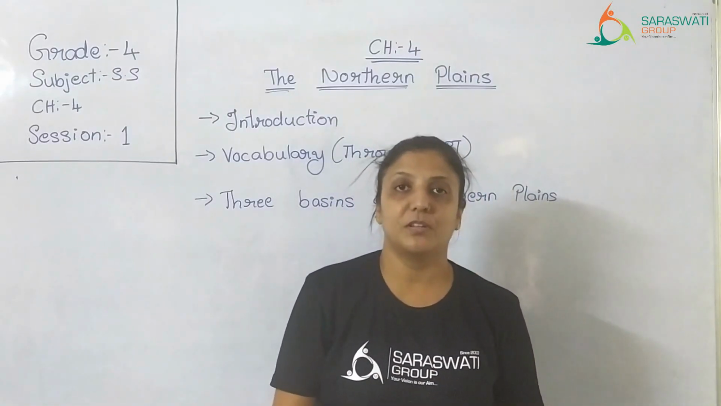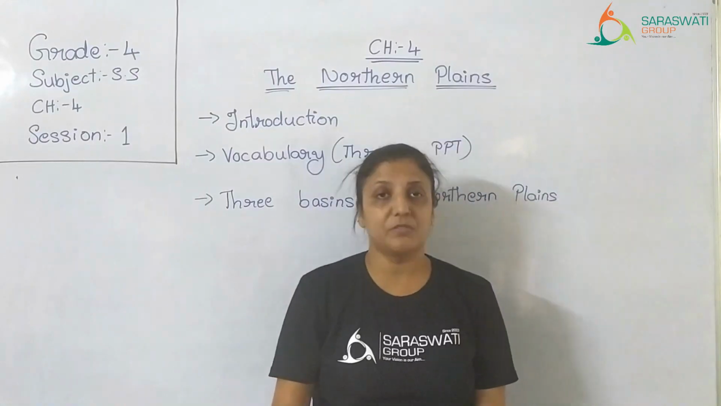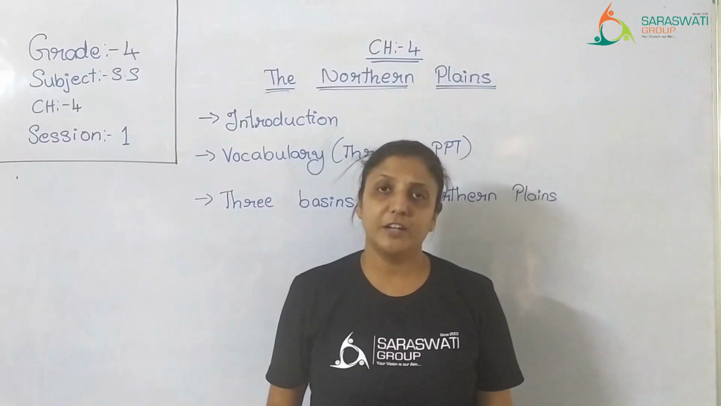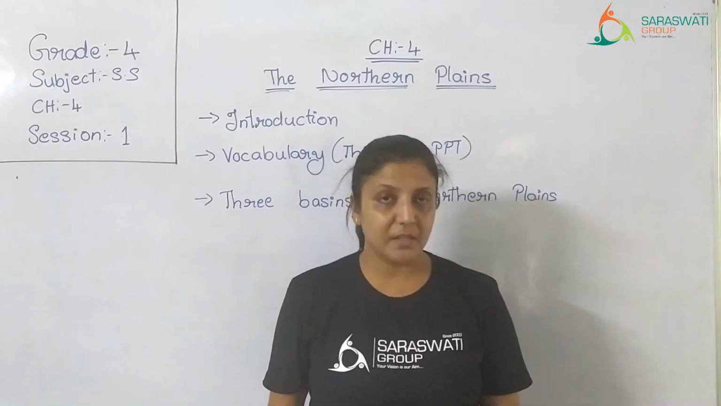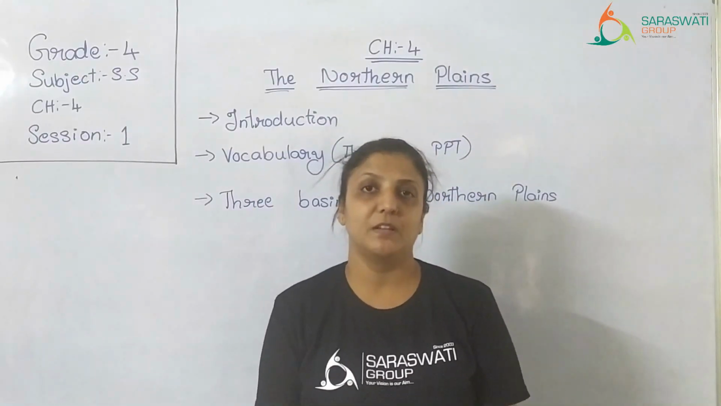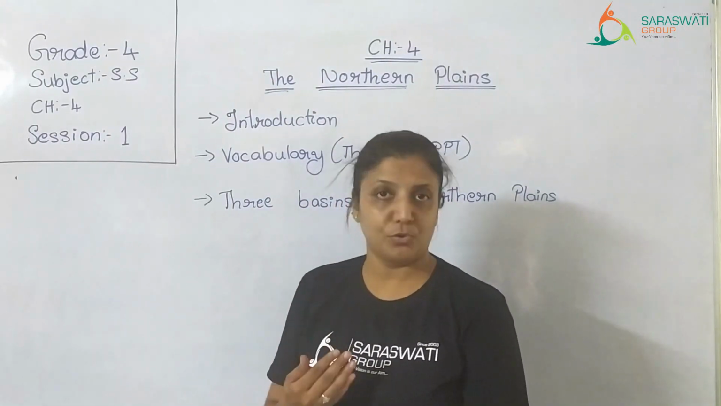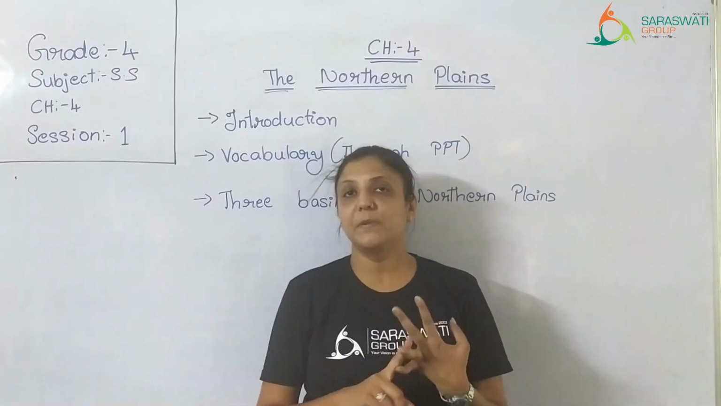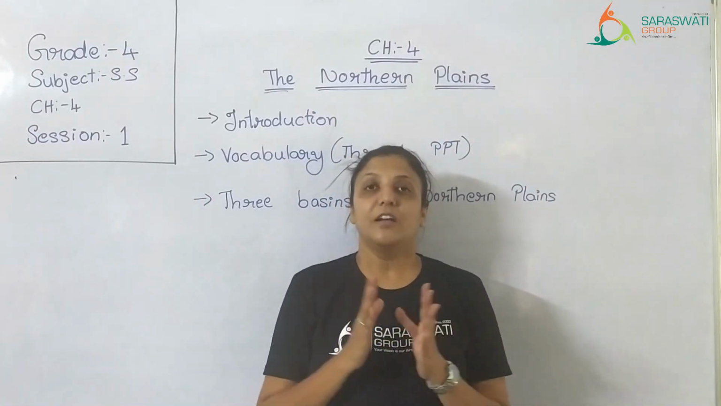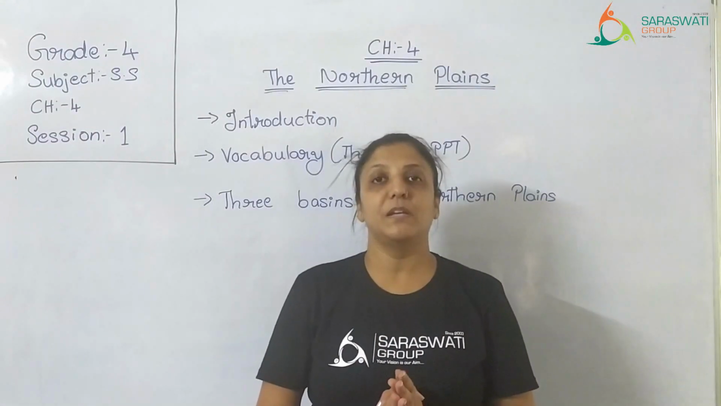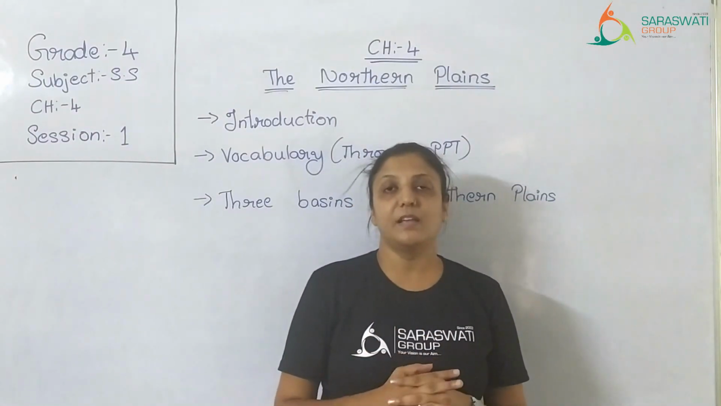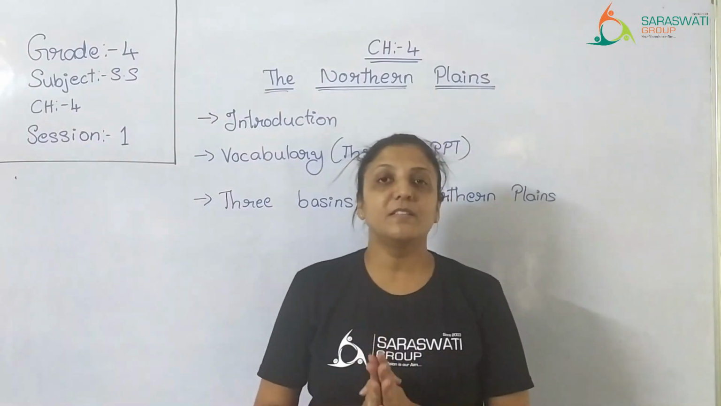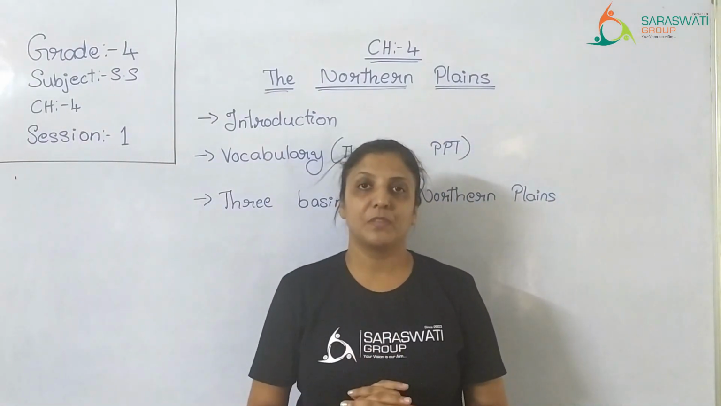So they are tributaries. Now which are the three important basins of the northern plains? They are the Indus Basin, Ganga Basin and the Brahmaputra Basin, because these three rivers flow through the plains of northern India. And we will learn regarding these three basins in detail in our following sessions. Okay? So let us keep this session till here.